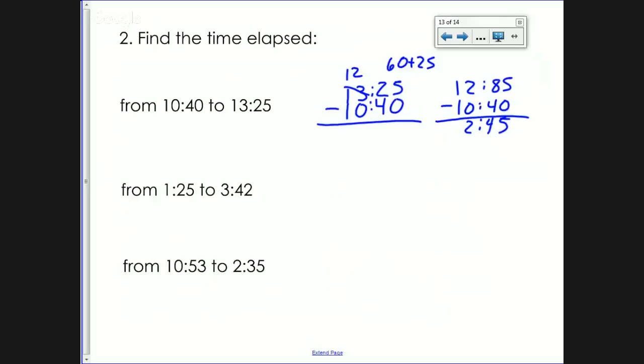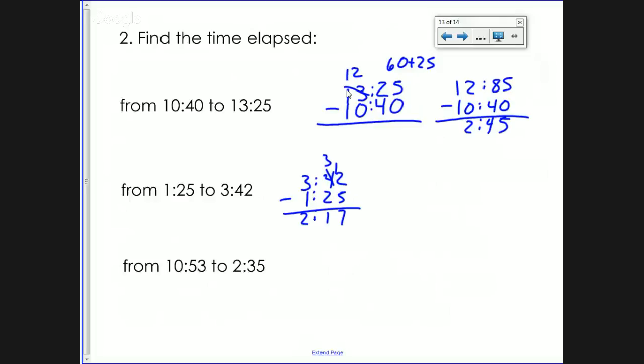1:25 to 3:42. 3:42 is the greater time. And in this case, we don't have to borrow minutes because 42 is larger than 25. So we just subtract as usual. So we should end up with 2:17.